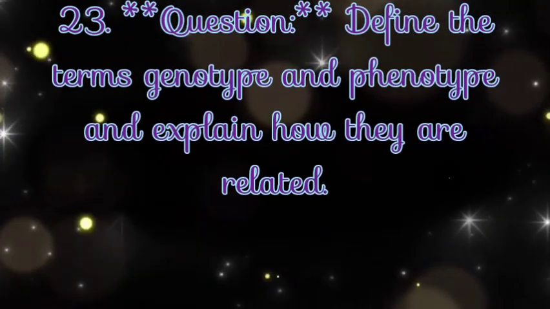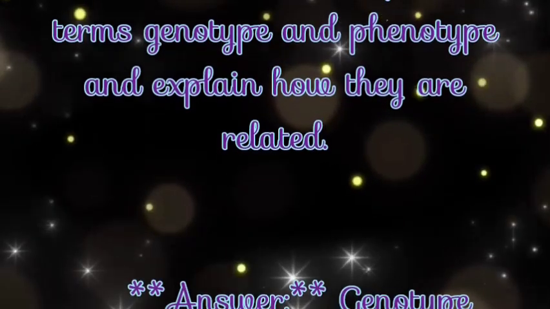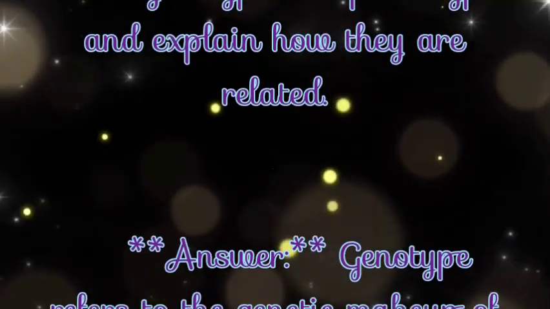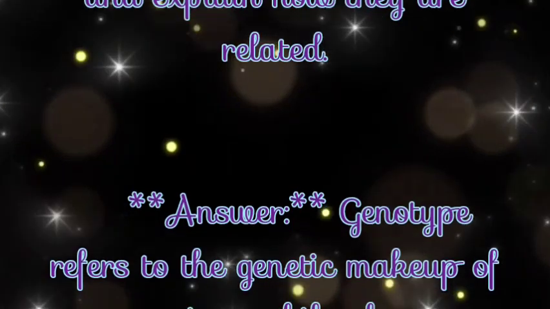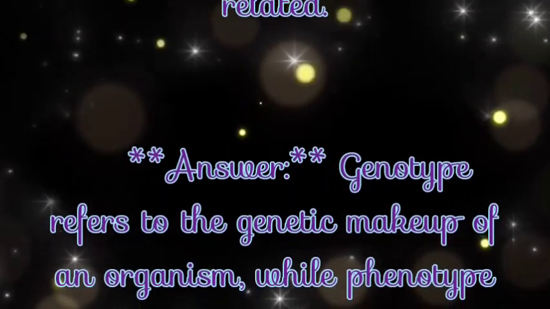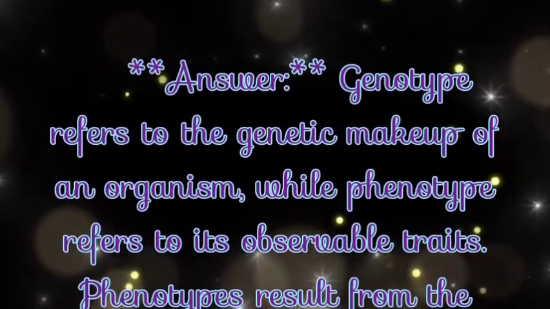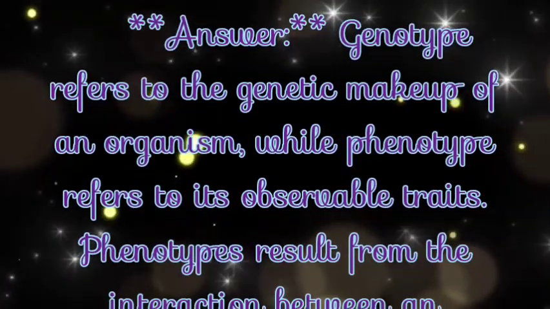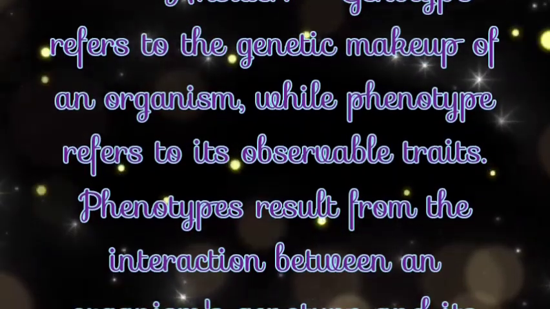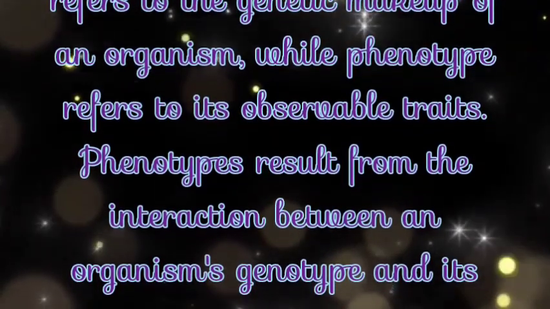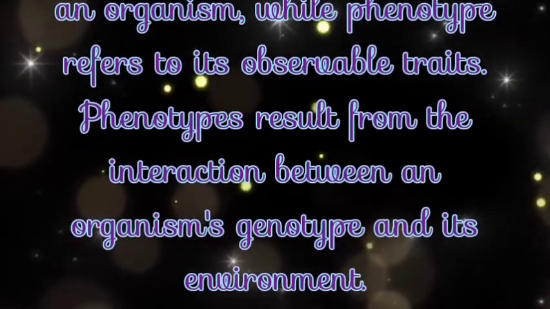Question number 23. Define the terms genotype and phenotype and explain how they are related. Answer. Genotype refers to the genetic makeup of an organism, while phenotype refers to the observable traits. Phenotype results from the interactions between an organism's genotype and its environment.